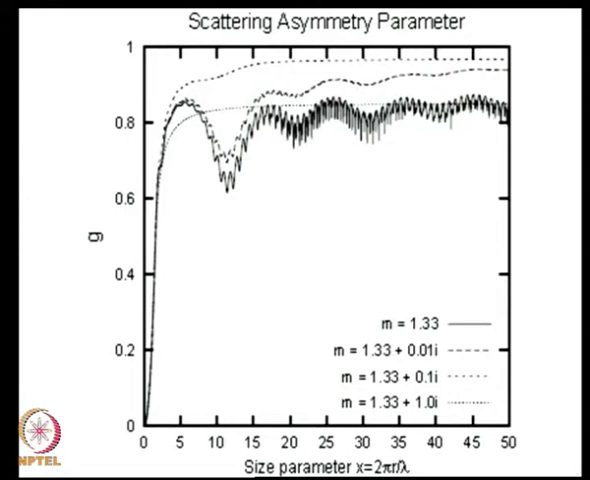And as the amount of absorption increases, that is the imaginary part of the refractive index starts increasing, you see that it becomes much more smooth behavior because of absorption. And so, the G factor increases from 0 to around 0.8 and remains constant thereafter, around 0.8, 0.9. What this means is that you primarily have forward scattering, because G is positive.